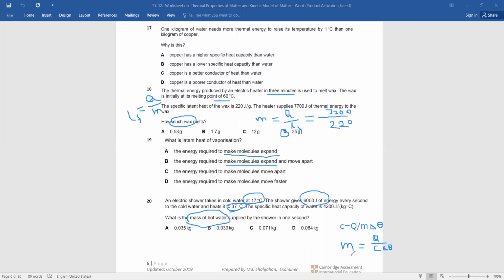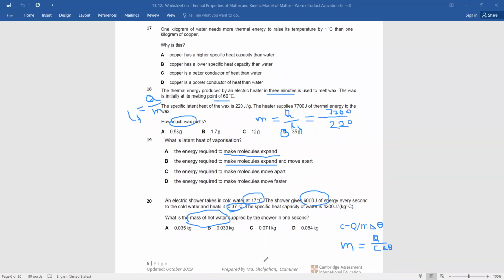Now Q you are getting 6,000, c you are getting 4,200, and temperature change you are getting 20. So what is your answer coming? 0.071429. Okay. Q is the heat energy, absorbed or given? Given, sir.